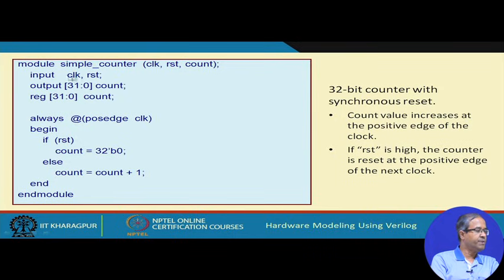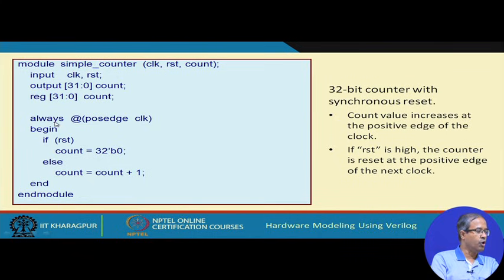Here we are trying to implement a counter. Counter has 3 ports: clock, reset and count. Clock and reset are the inputs and count is the output. As you can see, count is a 32 bit vector, 31 to 0, that means this is a 32 bit counter. Well, ignore this reg for the time being, and this is the main body of the counter description.